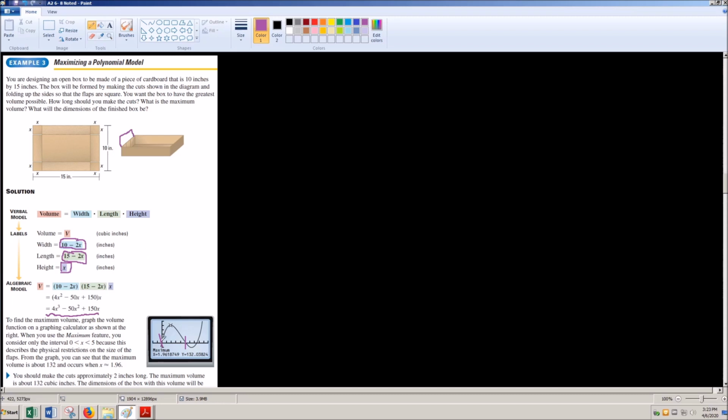And you can also talk about what the feasible range is. So again, I can't cut more than 5 inches off of this thing because now my width has disappeared. So again, it's got to be less than 5 in terms of my x. So I can start by defining that sort of feasible region there.